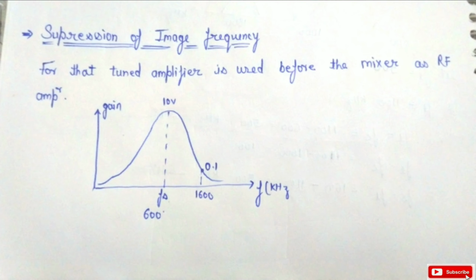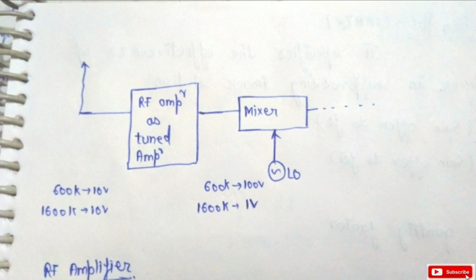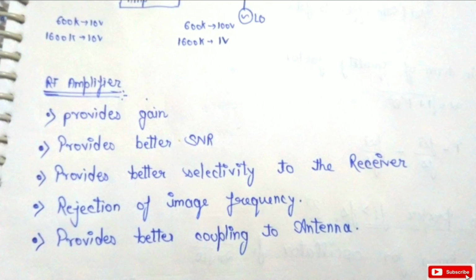As in our discussion, we choose for the 600 kHz signal a gain of 10, and for the 1600 kHz signal a gain of 0.1. Before passing the signal to the tuned amplifier, we assume that for all the signals we are receiving we have a fixed gain of 10. When we pass these signals to the tuned amplifier, the resultant 600 kHz signal will have a gain of 100, and the 1600 kHz signal a gain of 1.